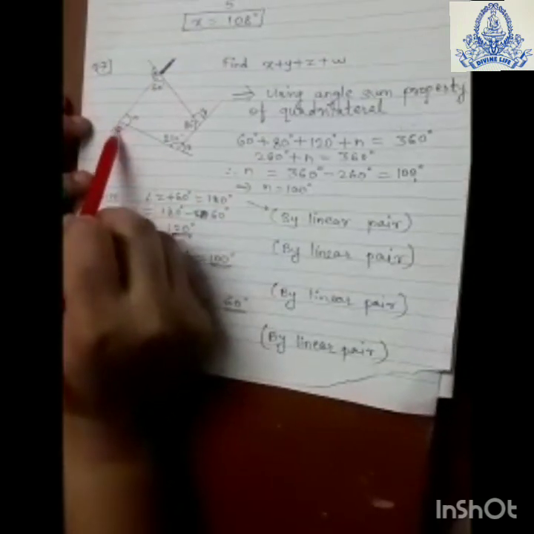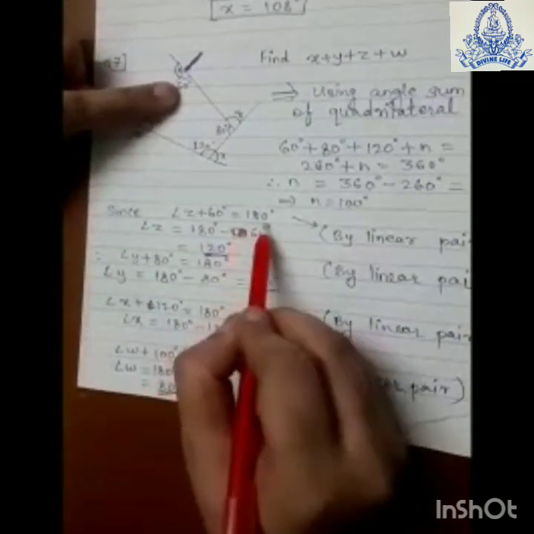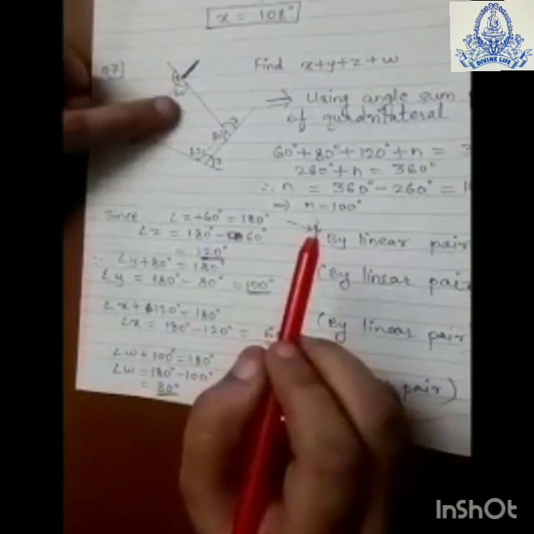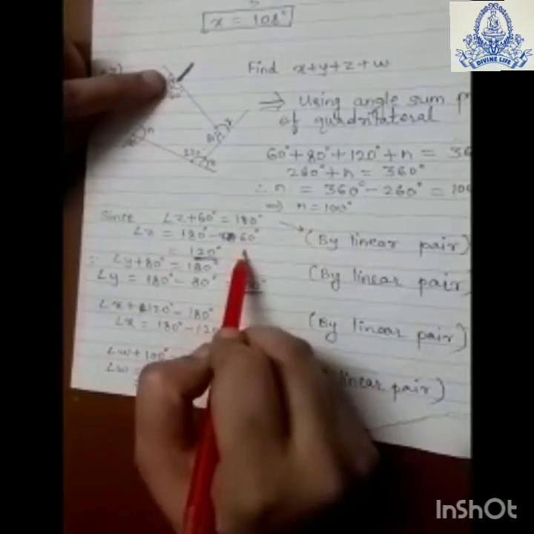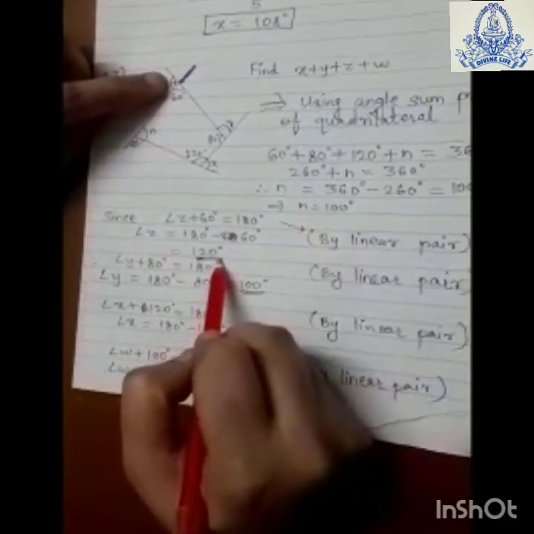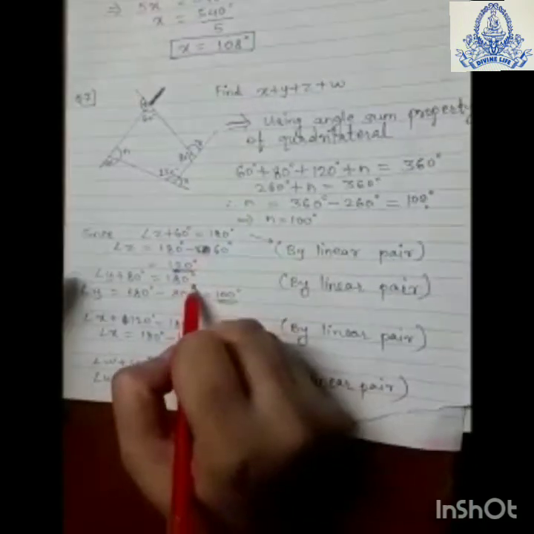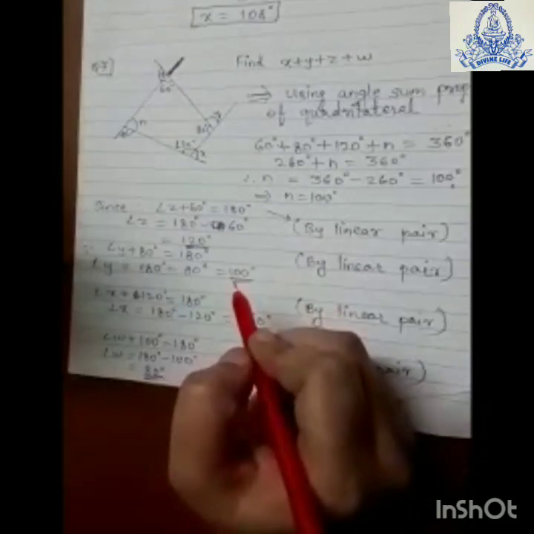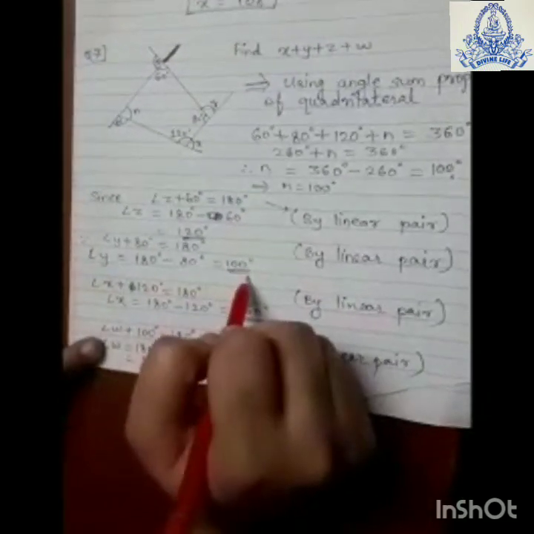Now see, all these are linear pairs. So angle z plus angle 60 is equal to 180 degrees. That is linear pair of angles. So angle z is 180 minus 60, that is 120 degrees. Now angle y plus angle 80 is equal to 180 degrees. That is also by linear pair of angles. So angle y is 180 minus 80, that is 100 degrees.